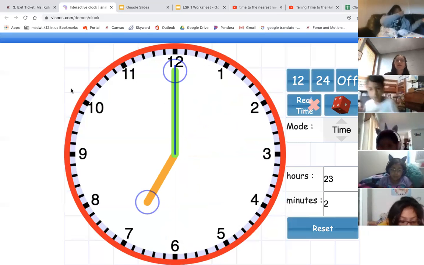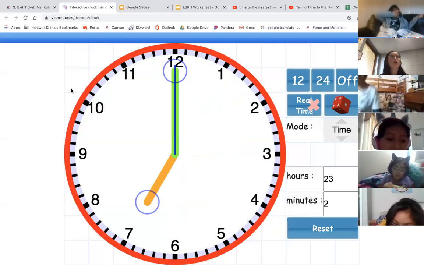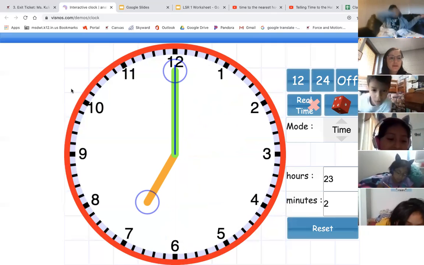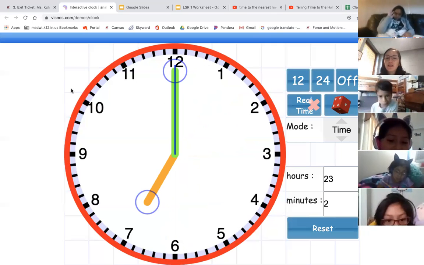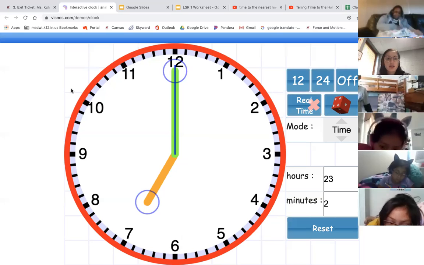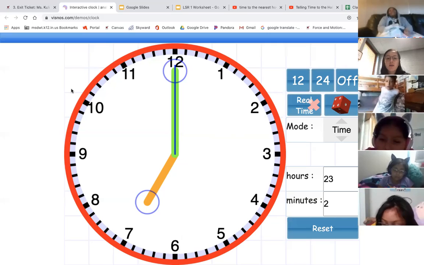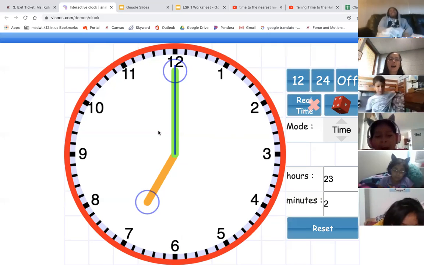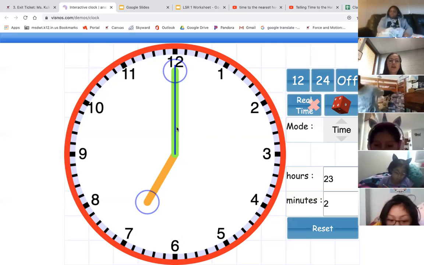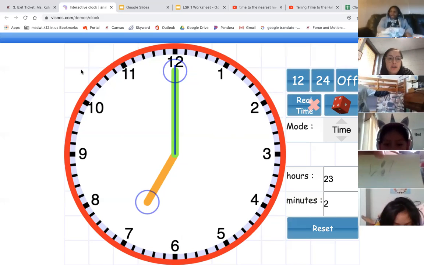Remember, the minute hand is pointing straight up, so I know that is an o'clock. Miss Colin, is it the blue one and the green one, or the orange one? The green and the orange, Diana, the green and the orange. Oh, because I thought that was the blue too. Yeah, the green and the orange. So the orange is pointing to the hour and the green is the minutes one. So it's, what time is it?